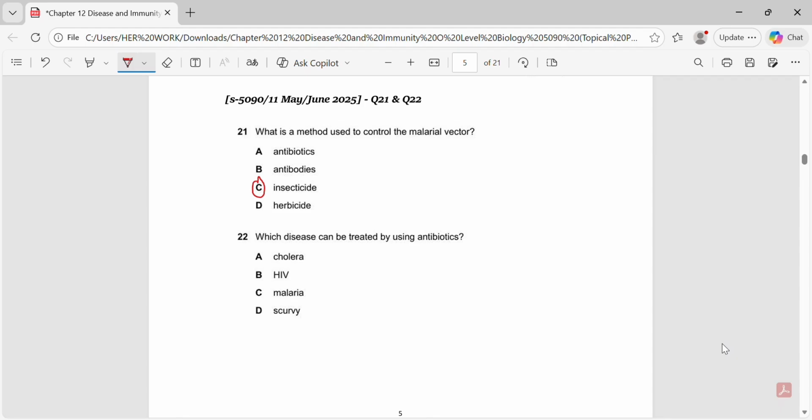Next question asks, which disease can be treated by using antibiotics? So, the correct answer here is A, cholera. Cholera is caused by a bacterium, Vibrio cholerae, and antibiotics are effective against bacterial infections, so cholera can be treated using antibiotics. The other options are not correct because HIV is caused by a virus, malaria is caused by a parasite, and scurvy is a deficiency disease caused by a lack of vitamin C. Since antibiotics only work against bacteria, they are not used to treat these conditions.